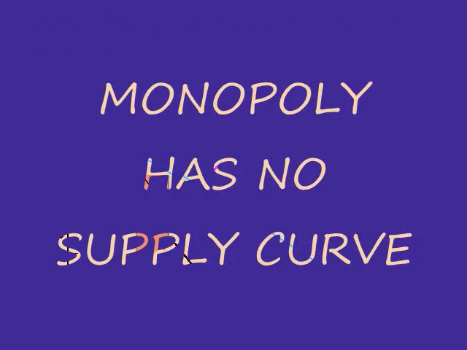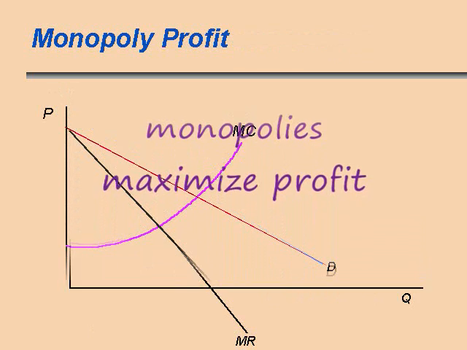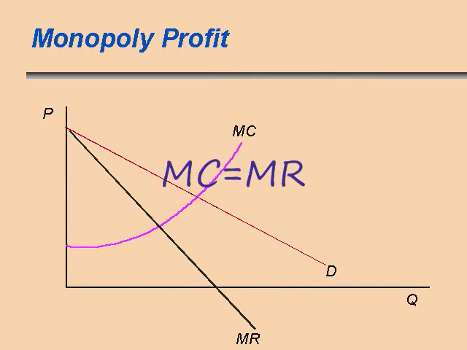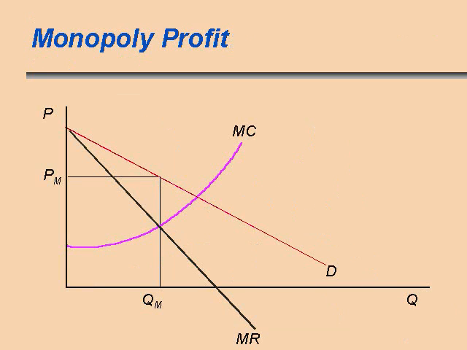Monopolies have no supply curve. A monopoly maximizes profit by reducing the quantity to where marginal cost equals marginal revenue. It sells the good for the highest price buyers would pay for that quantity.